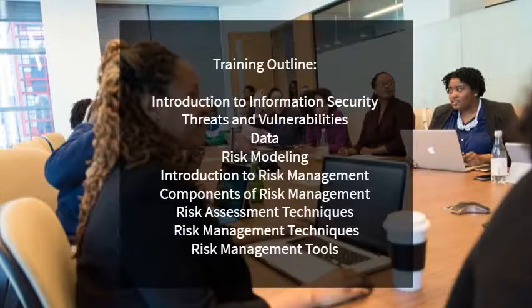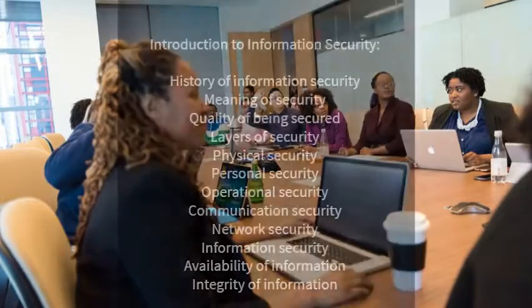Training outline. The Information Security and Risk Management Training course consists of the following lessons, which can be revised and tailored to the client's need. Introduction to Information Security. Threats and vulnerabilities. Data. Risk modeling. Introduction to risk management. Components of risk management. Risk assessment techniques. Risk management techniques. Risk management tools.